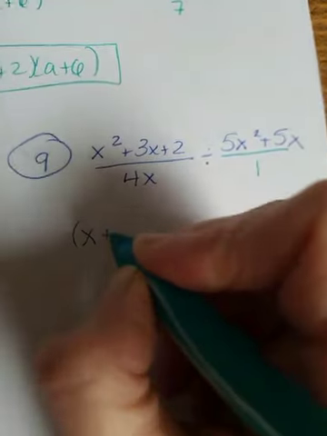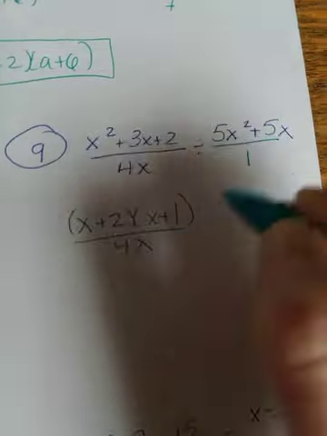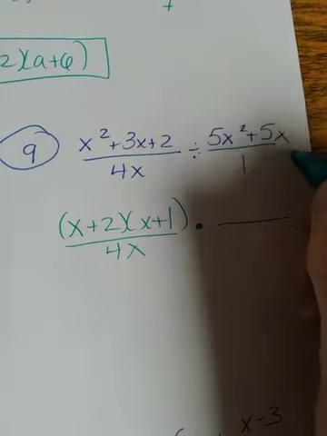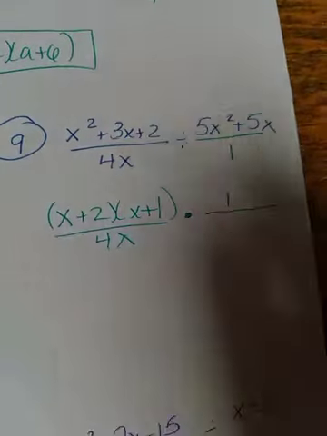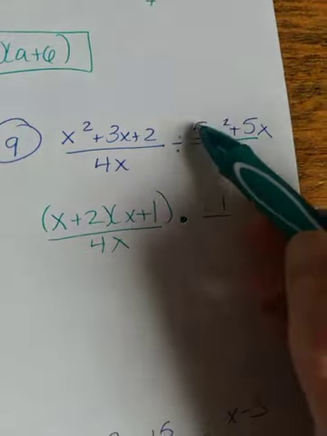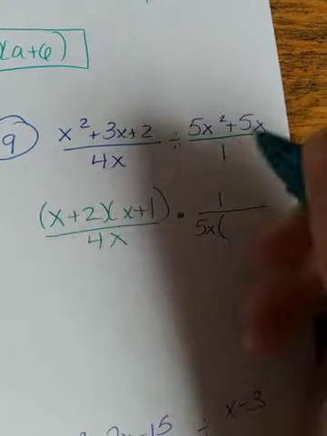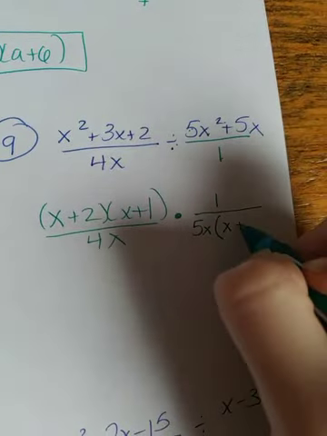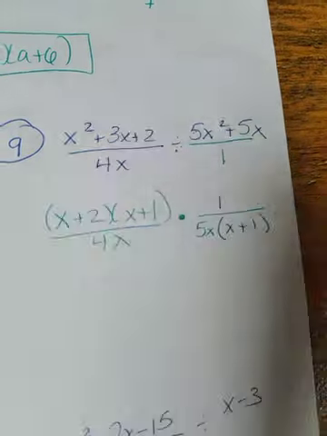I hope you're going to tell me x plus 2, x plus 1. Can't do anything with the 4x. I am dividing, so I need to change it to multiplication, and I need to flip the second fraction. So that means the 1 is now going to be in the numerator, and the 5x squared plus 5x is now in the denominator. But what can you take out of these two terms? Hopefully you're going to tell me a 5x. So if I take a 5x out of a 5x squared, you're left with x. And if I take a 5x out of itself, you're just left with 1.